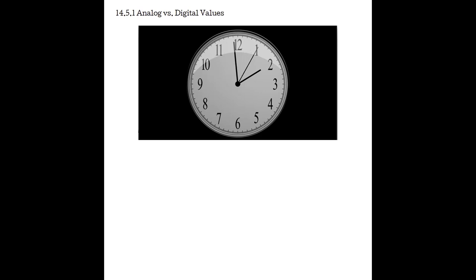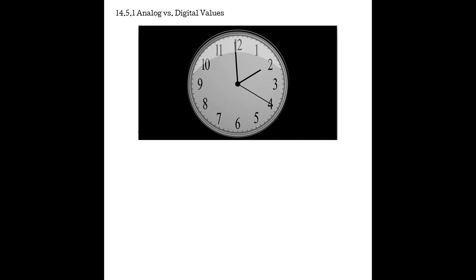Analog clocks are the clocks that we see in our classrooms. They have the numbers all the way around. You can see the minute hand, the hour hand, and the second hand usually going around. So those are analog clocks because they can really show you any moment. It is very real life being represented.